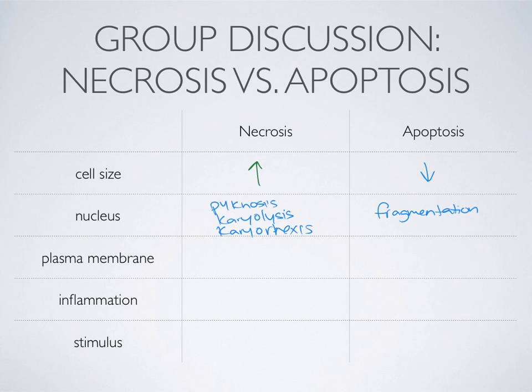Remember, karyorrhexis also means fragmentation. So fragmentation alone doesn't help you differentiate between the two. But if you see pycnosis or karyolysis, that's definitely necrosis and not apoptosis.